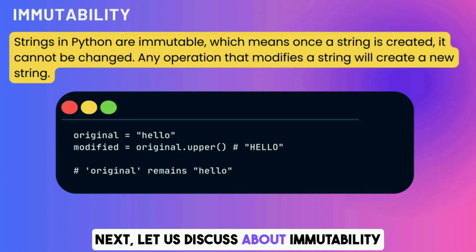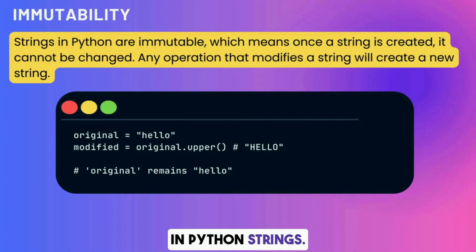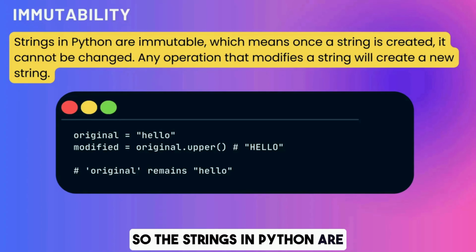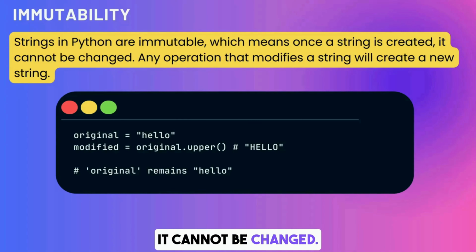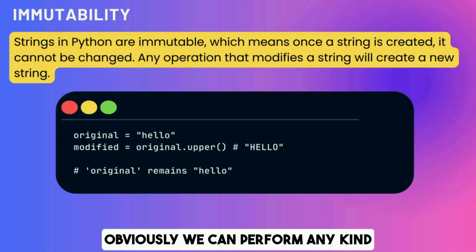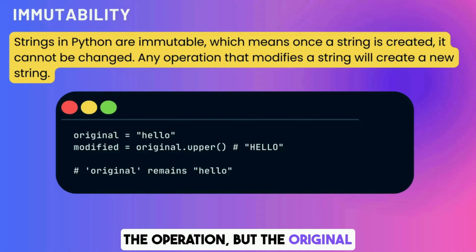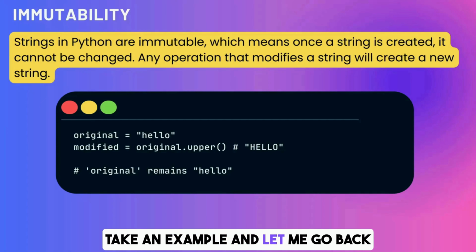Next, let us discuss immutability in Python strings. Strings in Python are immutable, which means that once we create any particular string, it cannot be changed. Obviously, we can perform operations on it that will modify it, but the original string will remain the same. Let me take an example and go back to the Jupyter notebook.